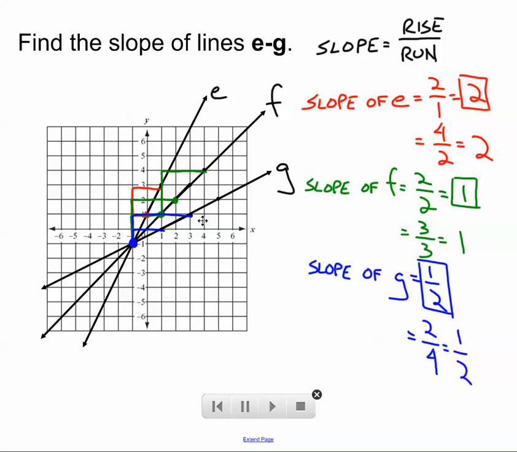Some people might say, no, no, no. It's going down 3 and it's going left 6. Well, that's negative 3 over negative 6, which guess what? It's still 1/2. Okay, so no matter how you look at this, slope is always 1/2. And that's what slope is. It's a change, but it's a constant change.